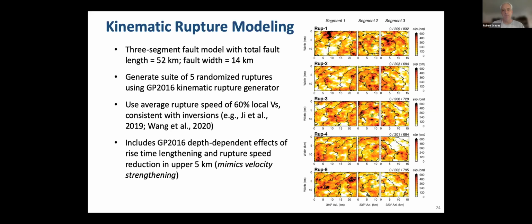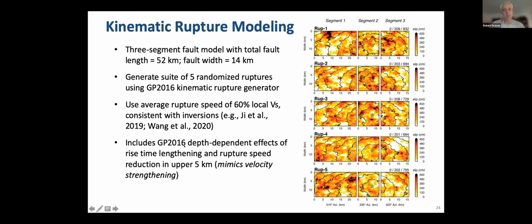You'll notice that there's quite a bit of variability among the fault models in terms of the slip distribution. That's a characteristic of the GP 2016 approach. We use an average rupture speed of about 60% of the local shear wave velocity. That's consistent with rupture model inversions. That's rather low, but that's a key feature of this model. The black lines are rupture time contours shown as the rupture propagates across the fault.